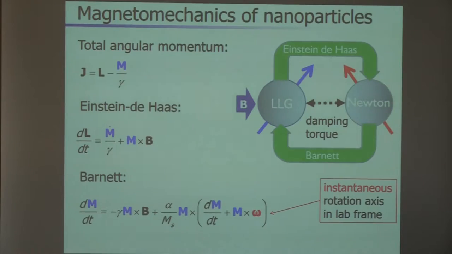Here the Einstein-de Haas effect gives the mechanical torque in relation to the magnetization dynamics. And we have to take into account the Barnett effect in the LLG equation, which gives you this extra term here, where omega is again the rotational frequency. Usually this effect is only taken into account for rapidly rotating particles, but that is actually not necessary. You also have these effects in precessing particles. The only difference is that in that case, omega is time dependent. Okay, anyway, this can all be solved.